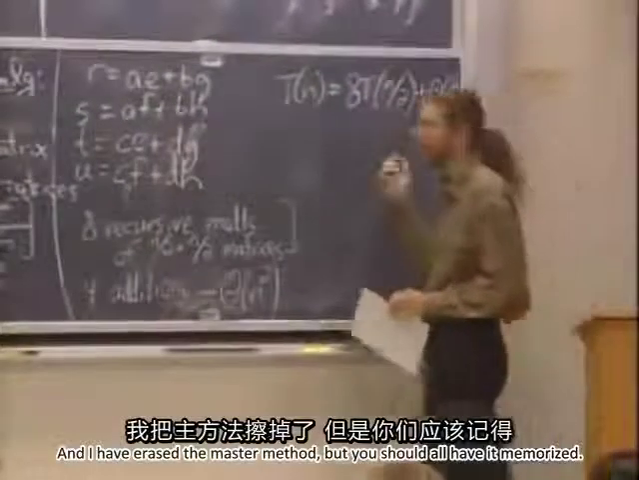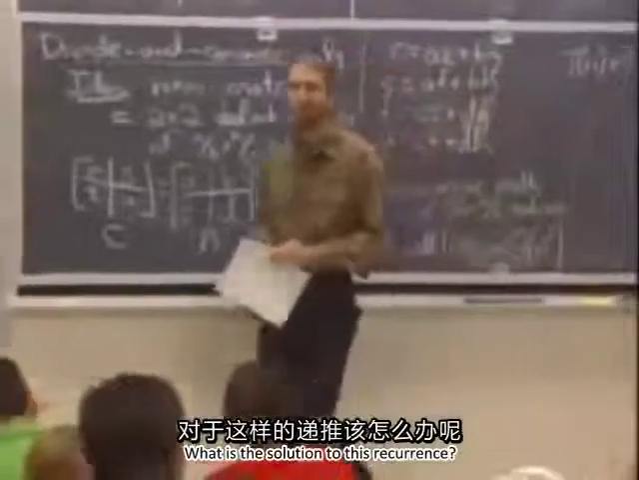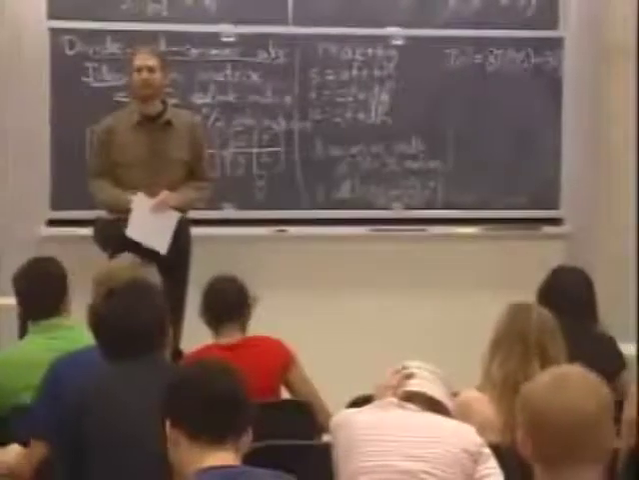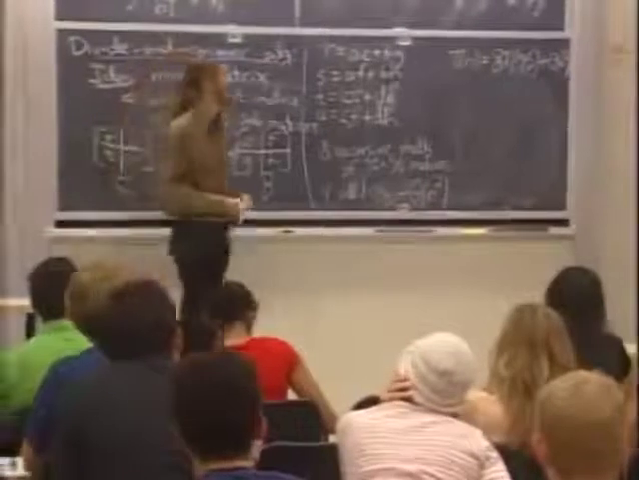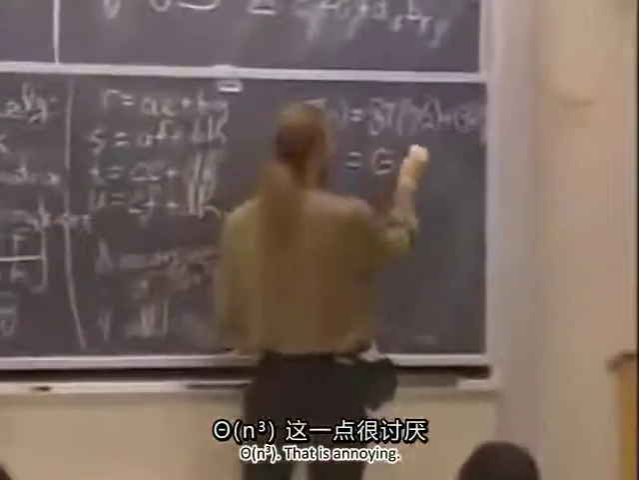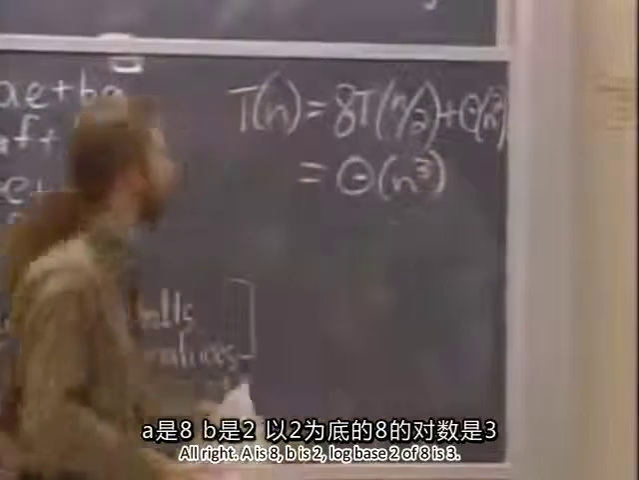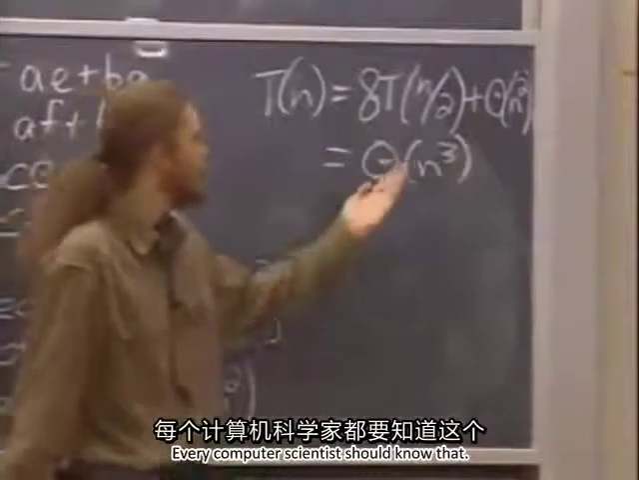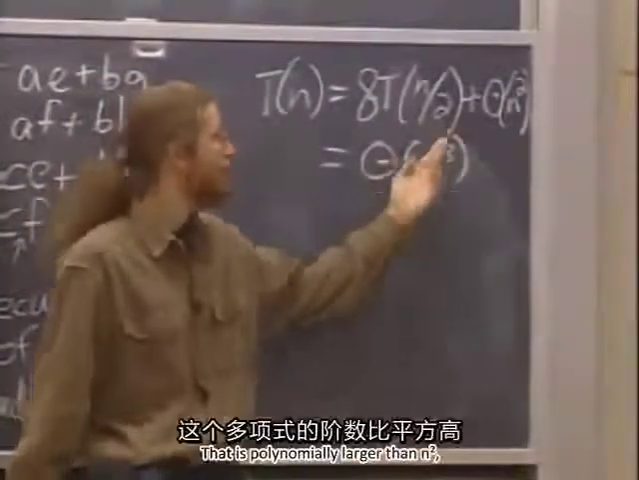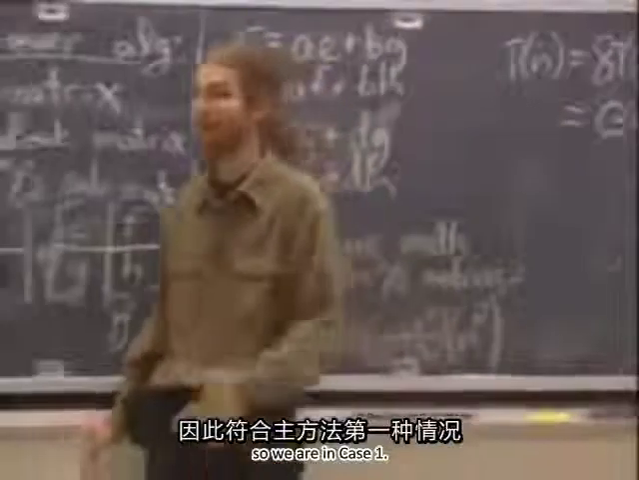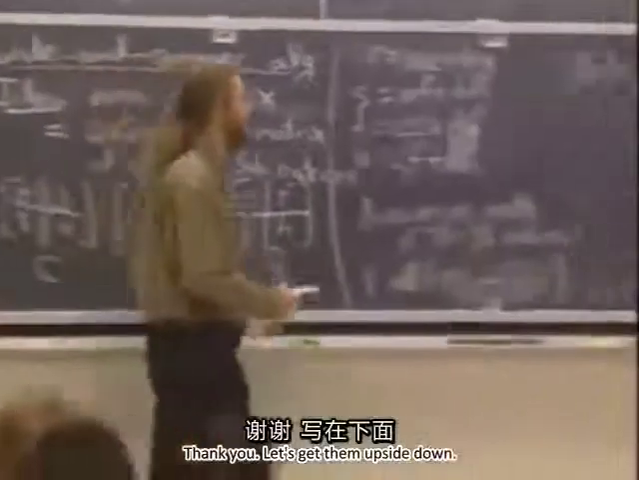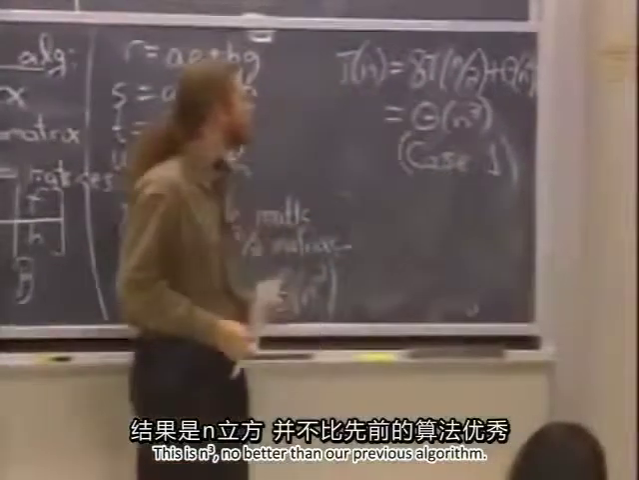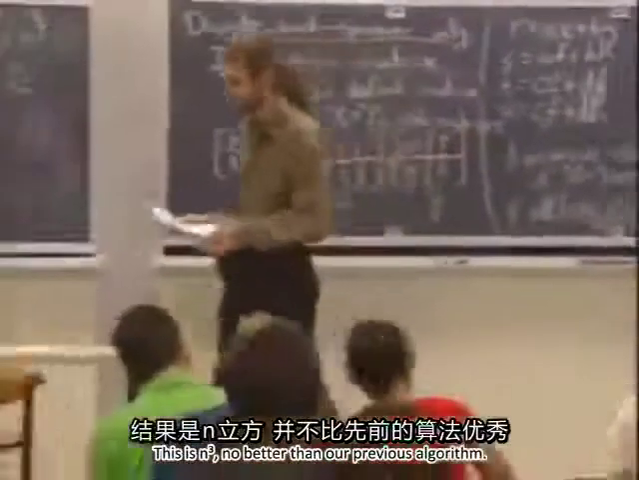And I've erased the master method, but you should all have it memorized. So what's the solution to this recurrence? Theta of n cubed. That's annoying. Right? So a is 8, b is 2, log base 2 of 8 is 3. Every computer scientist should know that. So n to the log base b of a is n cubed. That's polynomially larger than n squared. So we're in case 1. Good, thank you. So this is n cubed, no better than our previous algorithm. Kind of sucks.